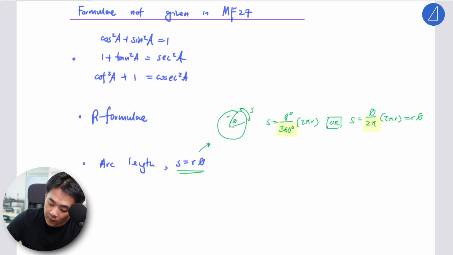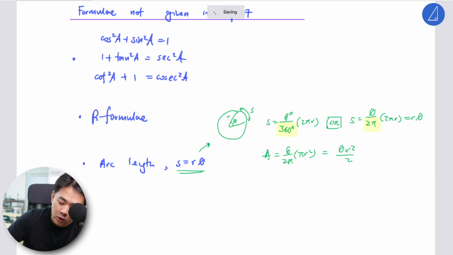You do the same for area of sector. Area of sector will be theta over 2 pi times pi r squared. Okay. So know how to derive them. Because if you forget it, you can derive it during the exam.